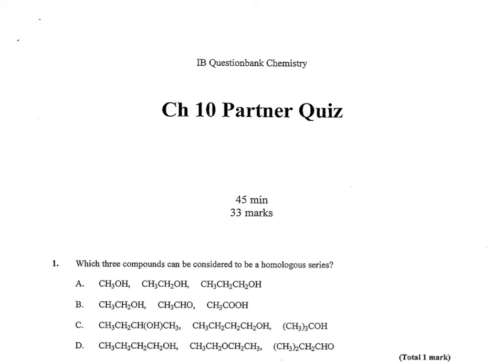Welcome. In this video, we're going to go through some Paper 1 and Paper 2 questions that will show up on the organic section of your IB SL test. Question number 1 says, which three compounds can be considered to be a homologous series?